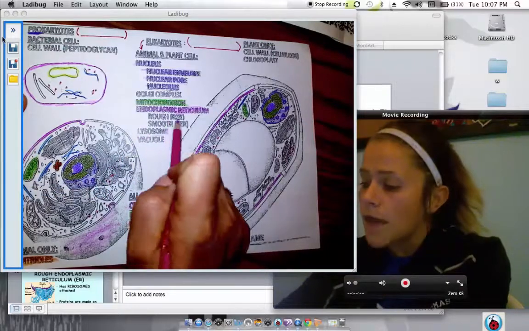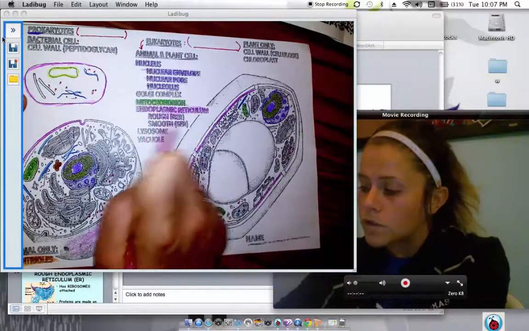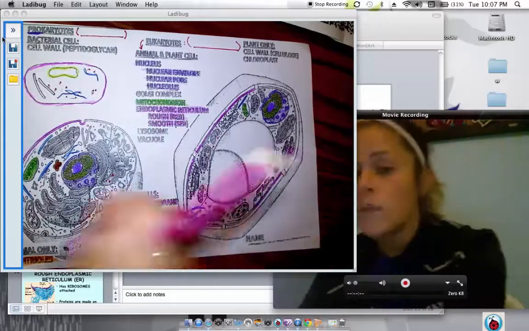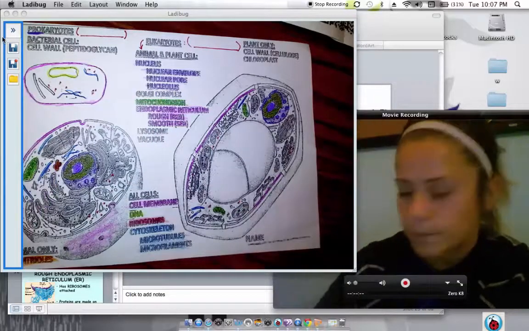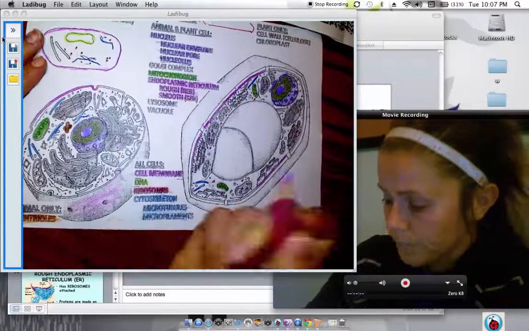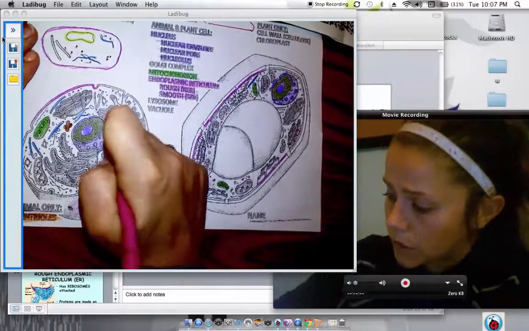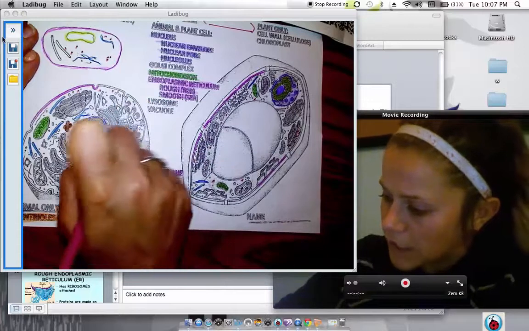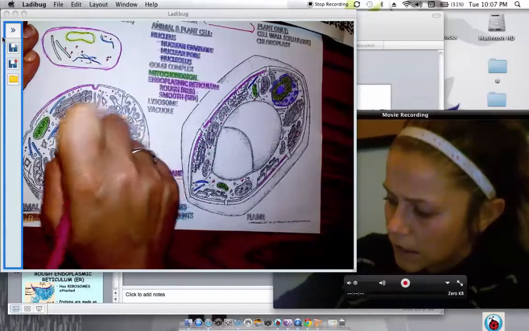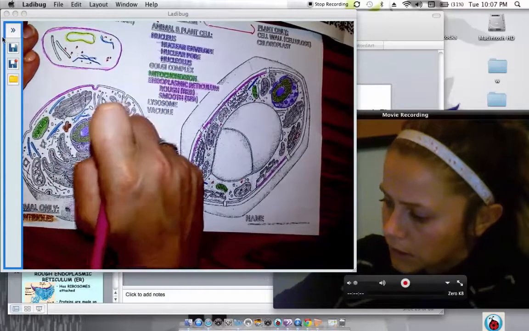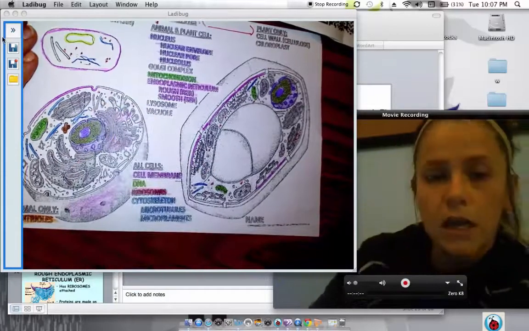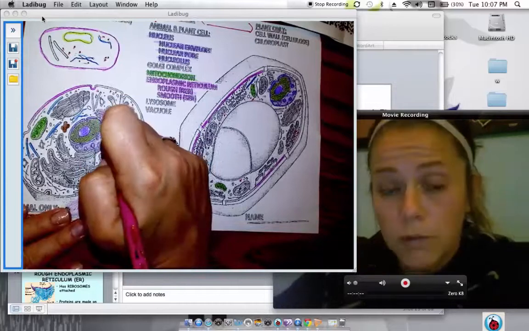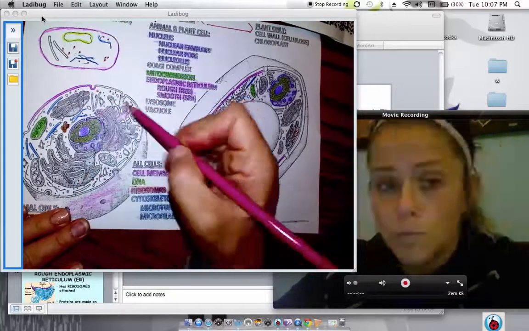We have a rough ER and a smooth ER, and they're different, and the reason they're different is because they have different functions. So remember, structure follows function. Right outside of the nucleus is our ER, so we'll go ahead and color it in. It's basically these flattened, little tunnels out here. So that's all the ER. The rough ER is the one with the ribosomes all around it, and then we have the smooth ER. Find the ER here.